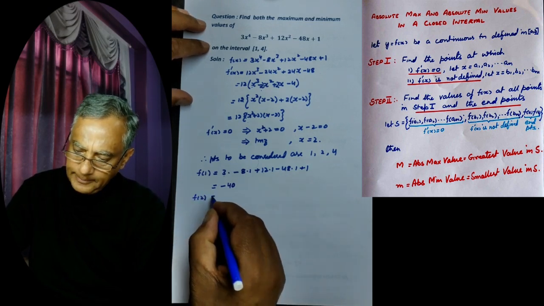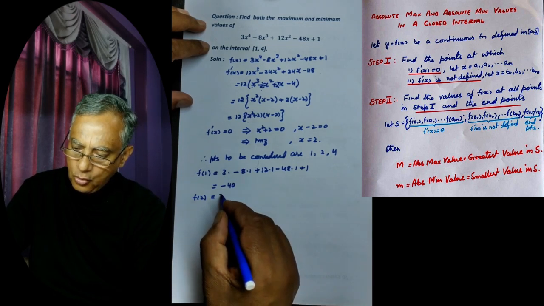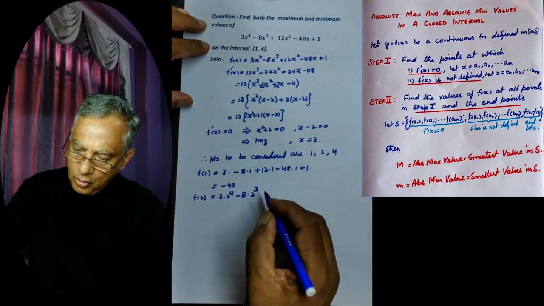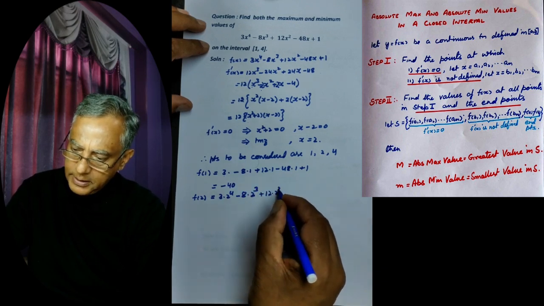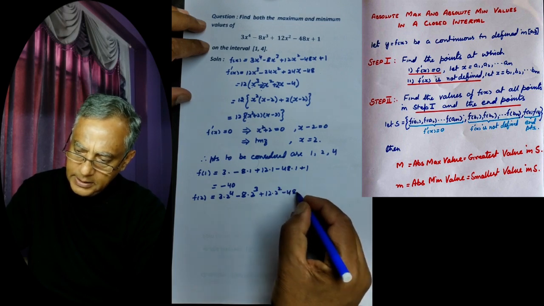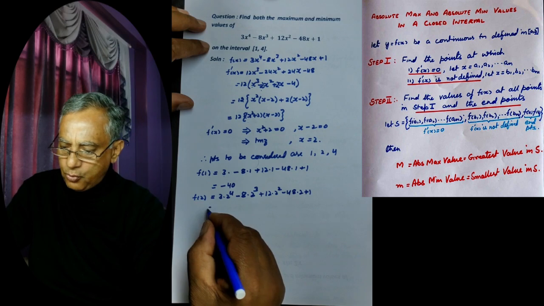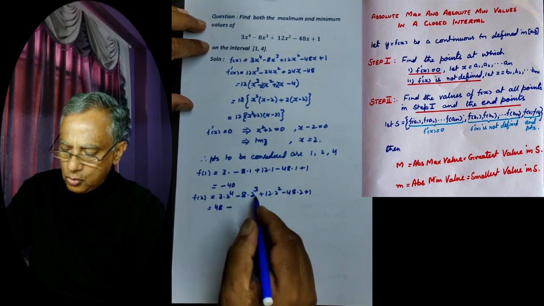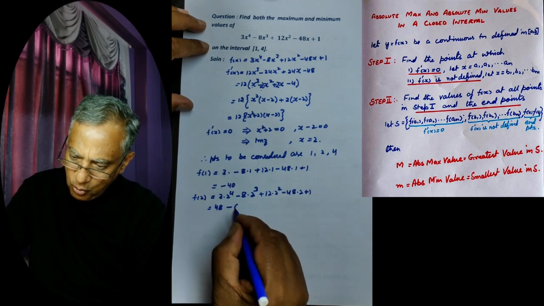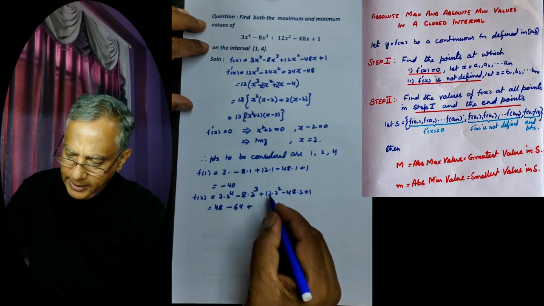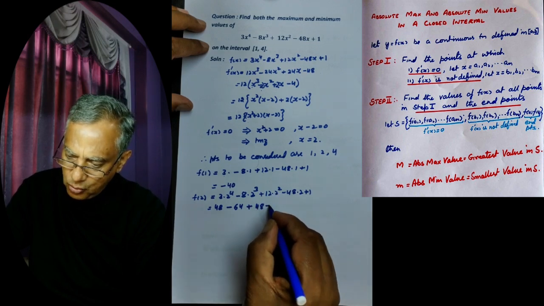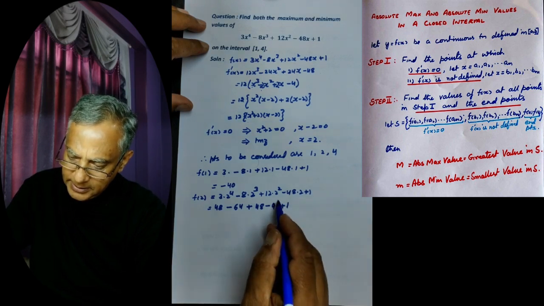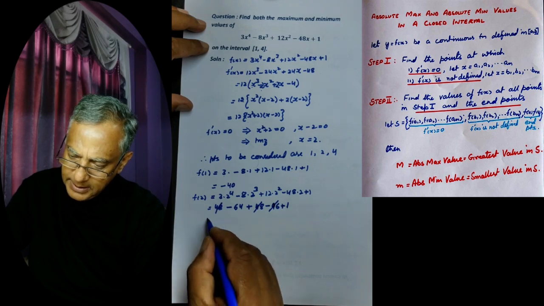Next is f of 2. So f of 2 is 3 into 2 to the power of 4 minus 8 into 2 cube plus 12 into 2 square minus 48 into 2 plus 1. 2 2s are 4, 4 4s are 16, 16 into 3 is 48. Minus 2 2s are 4, 2 4s are 8, 8 8s are 64. Plus 2 2s are 4, 12 4s are 48. Minus 96 plus 1. So 96 cancel and we get minus 63.